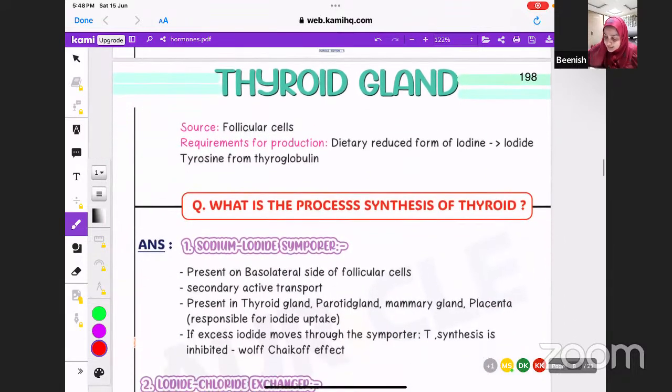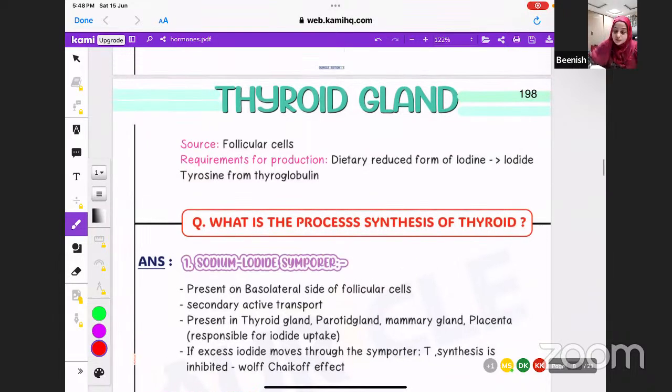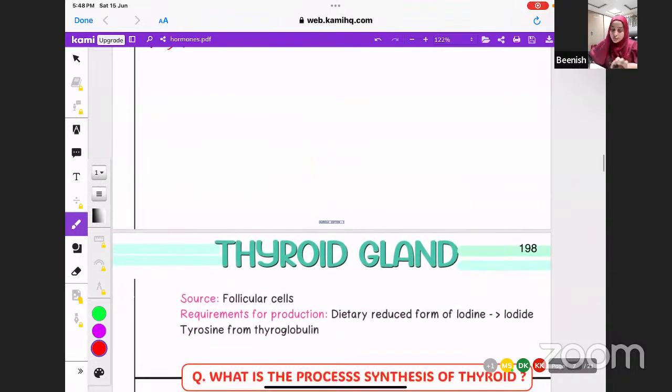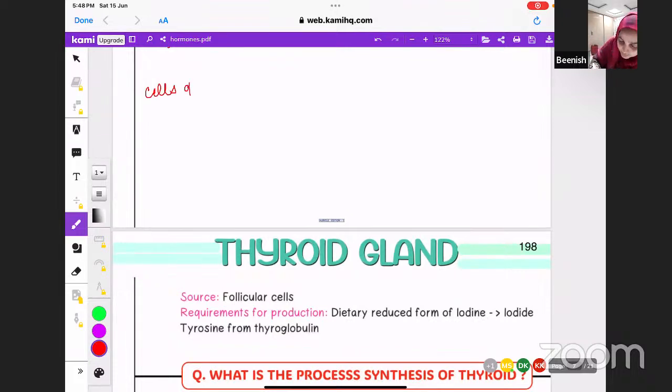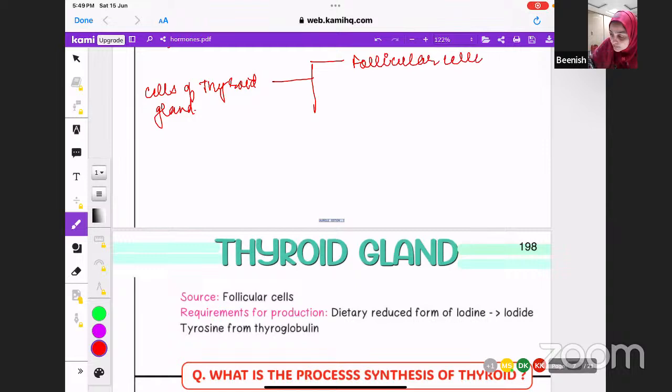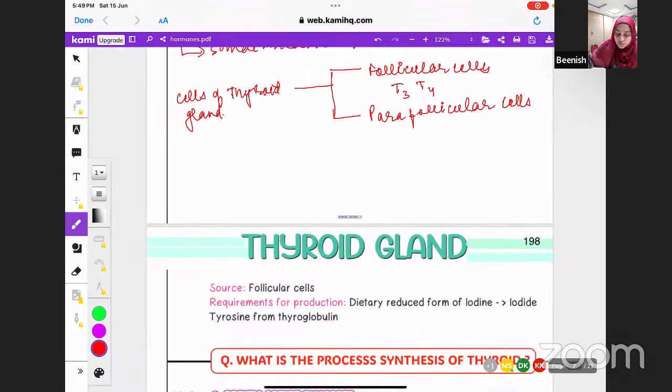Now talking about the thyroid gland. Another very important gland with very important secretions, that is thyroid hormones, okay? Talking about the thyroid gland, it has follicular cells and parafollicular cells. So if we talk about the cells of the thyroid gland, it has follicular cells, which produce the thyroid hormones, that is T3 and T4, and you have parafollicular cells, which produce calcitonin.